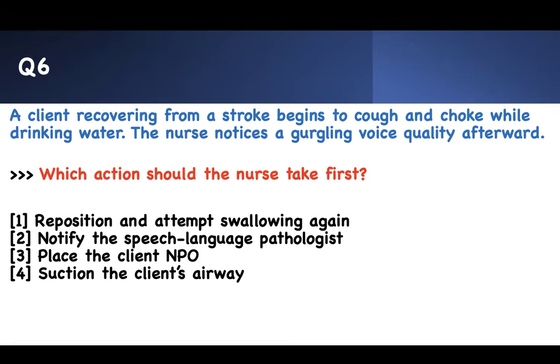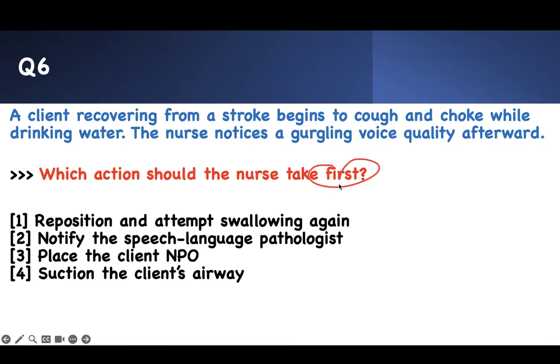Which action should the nurse take first? The client is recovering from what? Stroke. The client begins coughing and choking while drinking water, right? Key. The nurse notices what? A gargling voice quality afterward. After that happened, this is what the nurse noted. Will you reposition the client and attempt to swallow again? Notify the speech language pathologist. Place the client on nothing by mouth and suction the client's airway. Think about it. I always say question answering requires some strategy. Don't rush. Step back. Go to the question back. Let's read it from the back again.